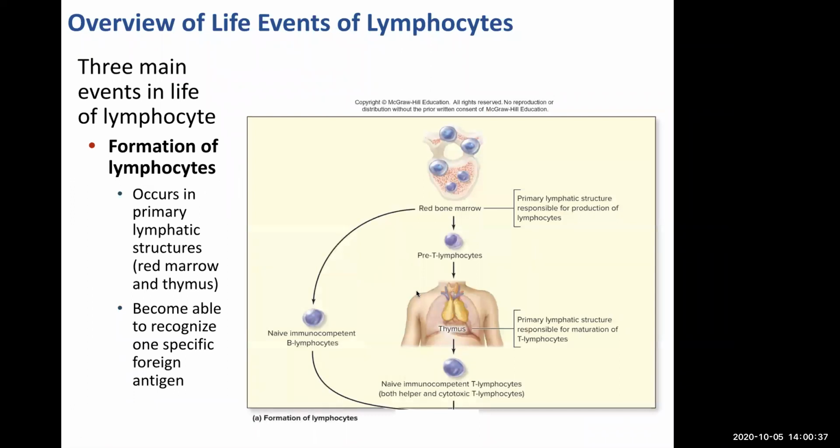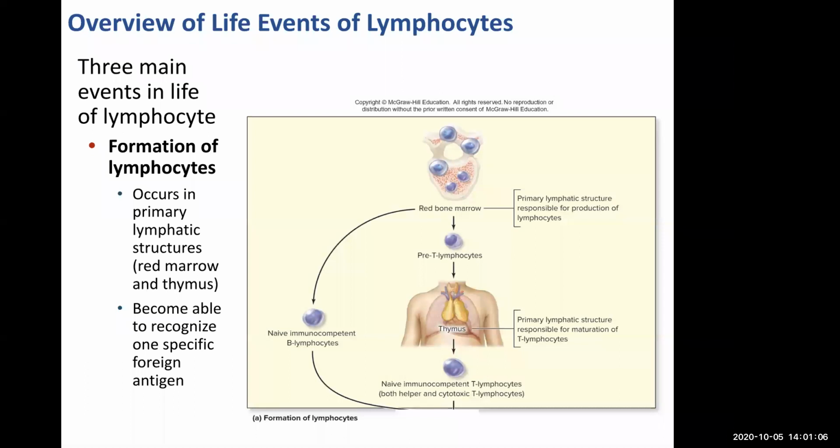Okay, so now we're going to run through the life events for B cells and T cells. And we're going to use T cells to highlight many of these life events. Most of this information is initially by way of review. We already know, from studying the lymphatic system, that B cells and T cells arise in the marrow.